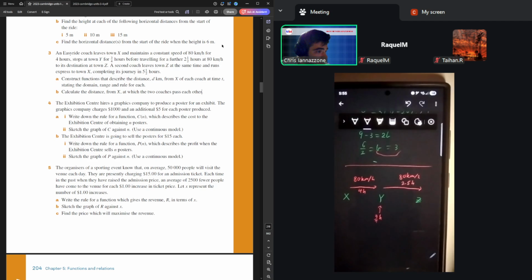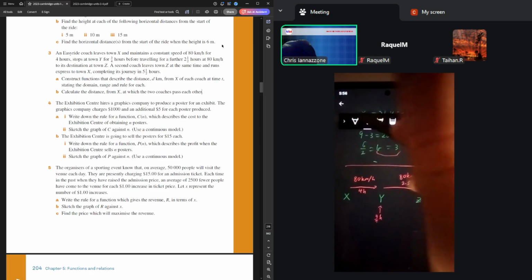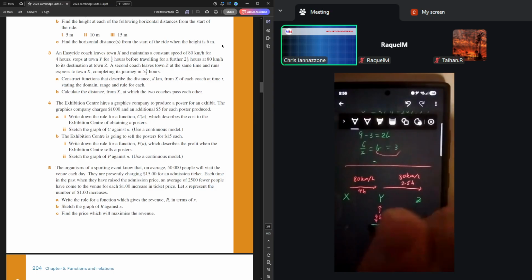Then, a second coach leaves town Z at the same time. So I'm assuming the same time as the other one left town X. And that goes straight to town X. We're not told anything about speed, but we are told the duration. So that one goes straight from Z to X, and it's 5.5 hours.